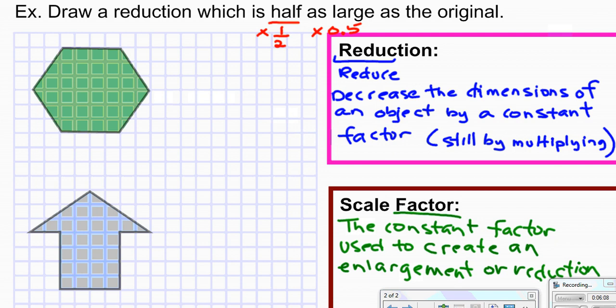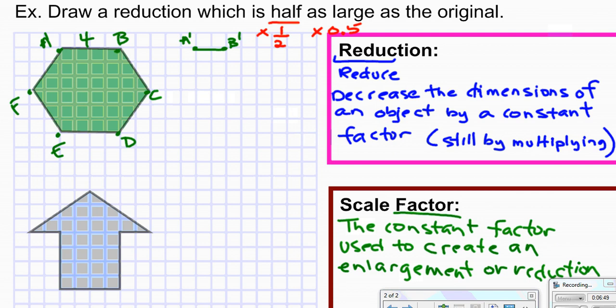So when we look at the first shape, again, we're going to identify some corners. So A, B, C, D, E, and F. And the first measurement I'm going to look at is from A to B. And A to B is 4 squares. And so I need to think of multiplying my shape by half. And so the measurements are going to be cut in half or divided by 2. And so A to B is now only going to be 2 squares long. Okay, that length is only 2 squares long now.